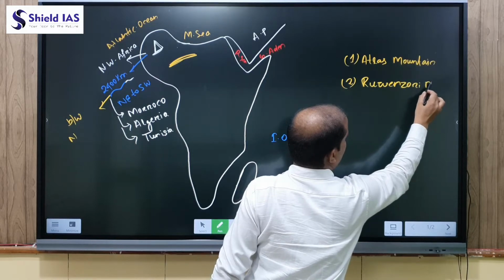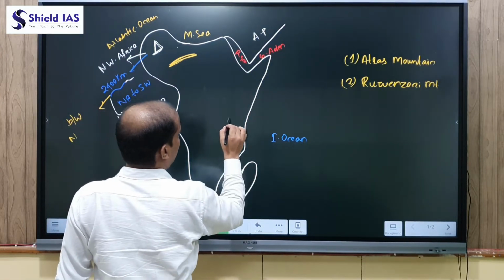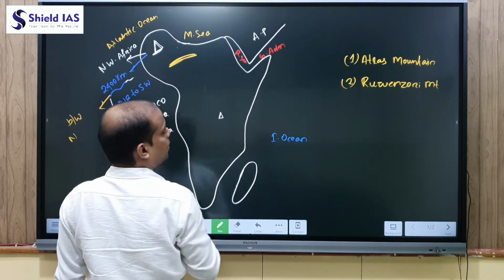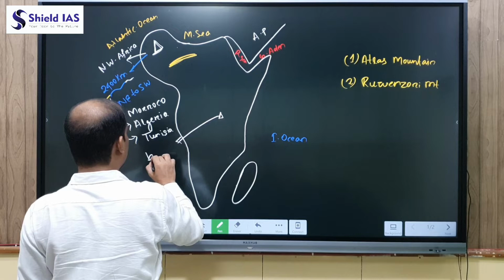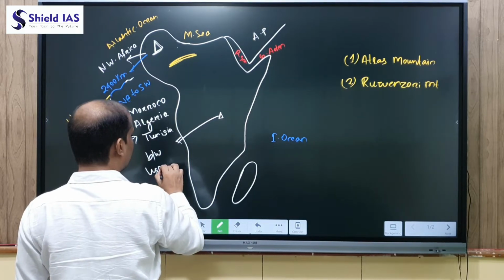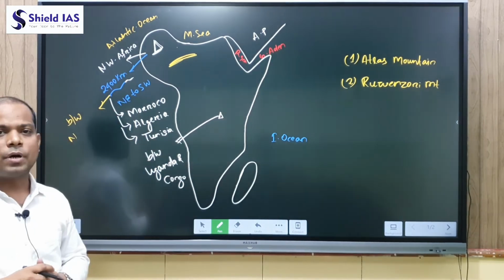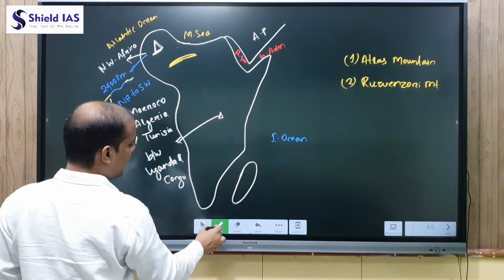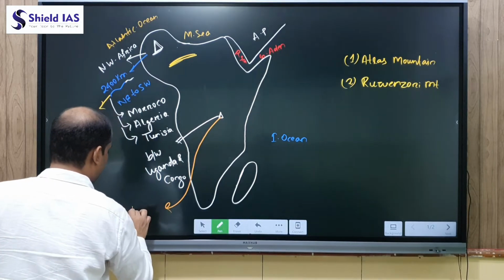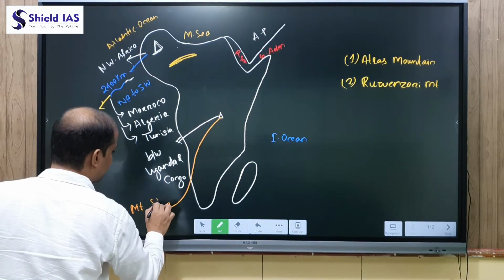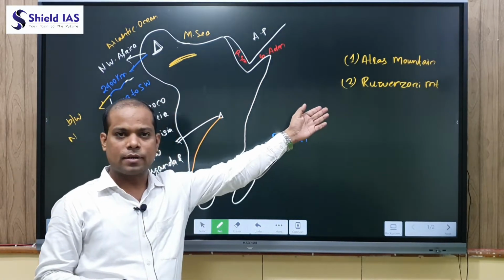Rwenzori Mountain. The Rwenzori Mountain is located on the border of Uganda and Congo. So it is situated between the countries Uganda and Congo, and in the Rwenzori Mountains there is a highest peak in this region. This peak is known as Mount Stanley. So Mount Stanley is the highest peak of the Rwenzori Mountains.